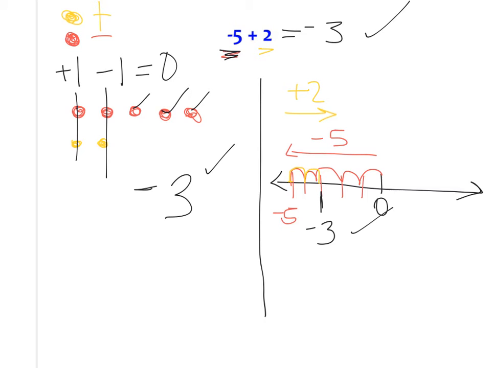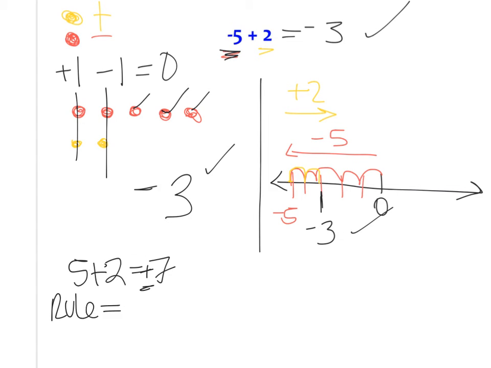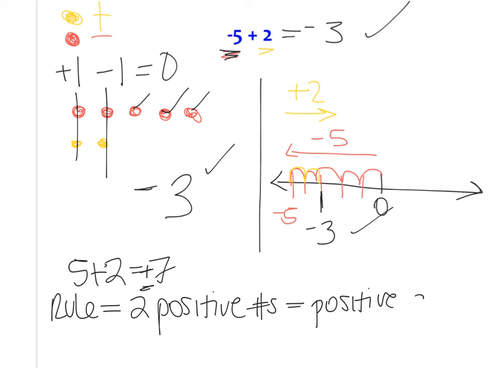Okay? So what do we notice? In the last slide, 5 plus 2 gave us 7, right? What do you think that means? When you have two positive numbers, what is the sign of your answer going to be? It's also going to be positive. So the rule is two positive numbers is going to give you a positive answer, okay?